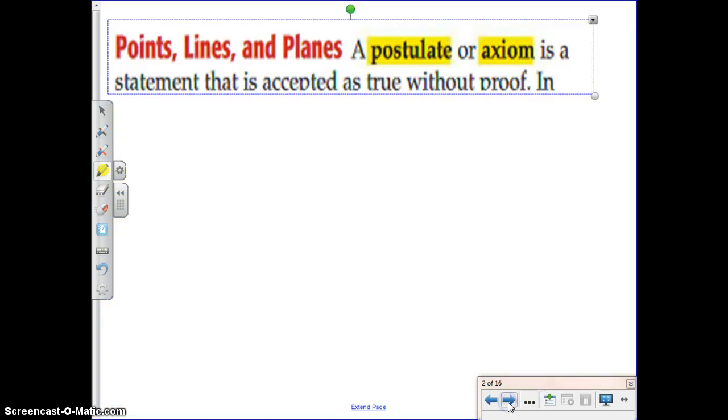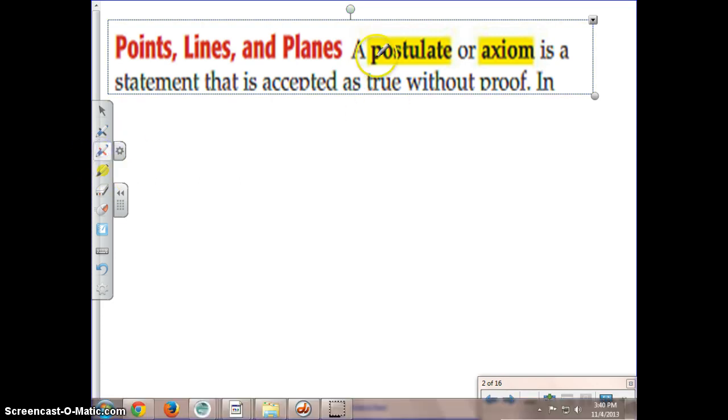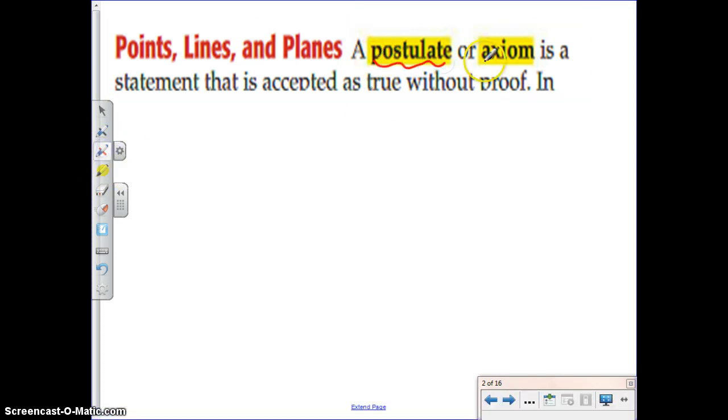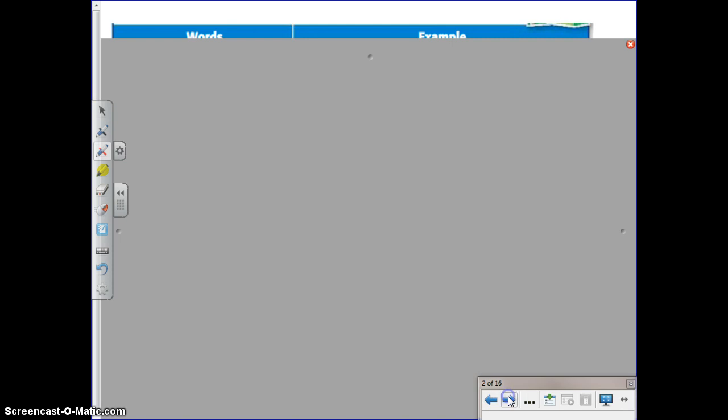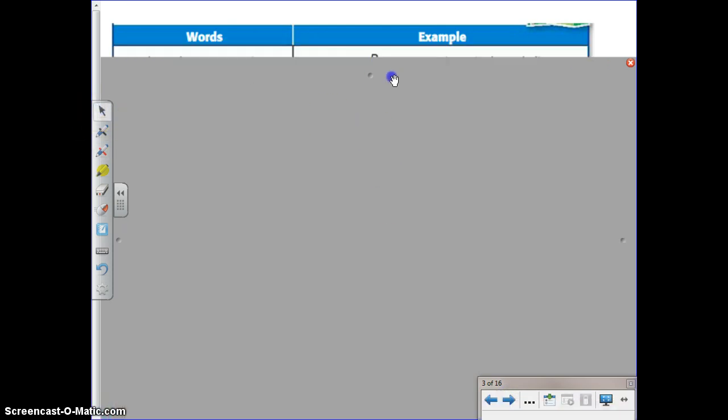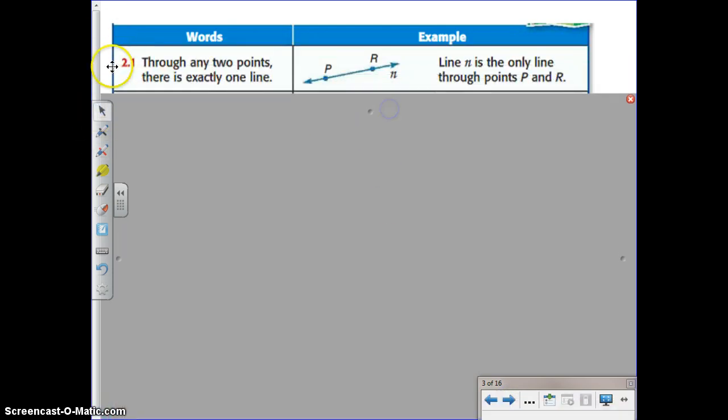So, here we go. First of all, you might be wondering, what the heck is a postulate? A postulate, or an axiom, is just a fancy word that describes a statement that is accepted as true without proof. So our first postulate is the fancy name 2-1.